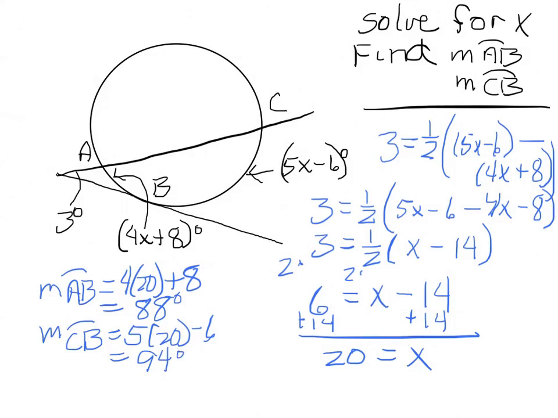And if you take 94 minus 88 and multiply by 1/2, is that not equal to 3? So that's my check on the problem. And so 1/2 the difference of the two arcs equals 3 degrees, so it checks, so I must have done the problem correctly. Okay, that's all for this lesson.